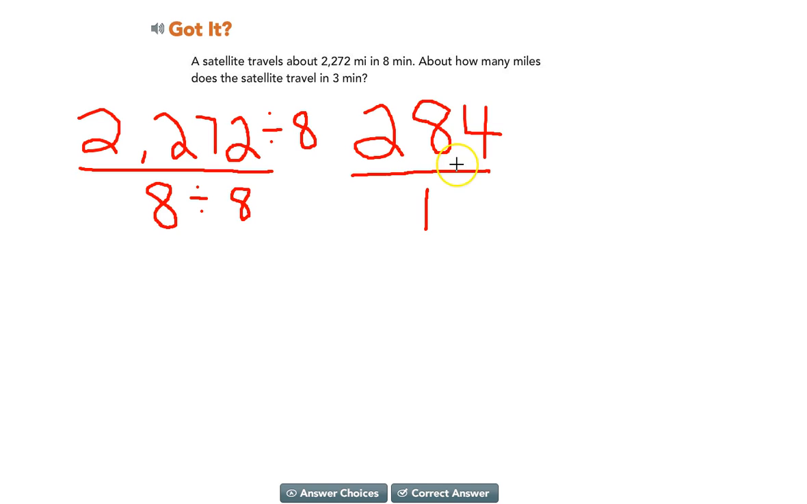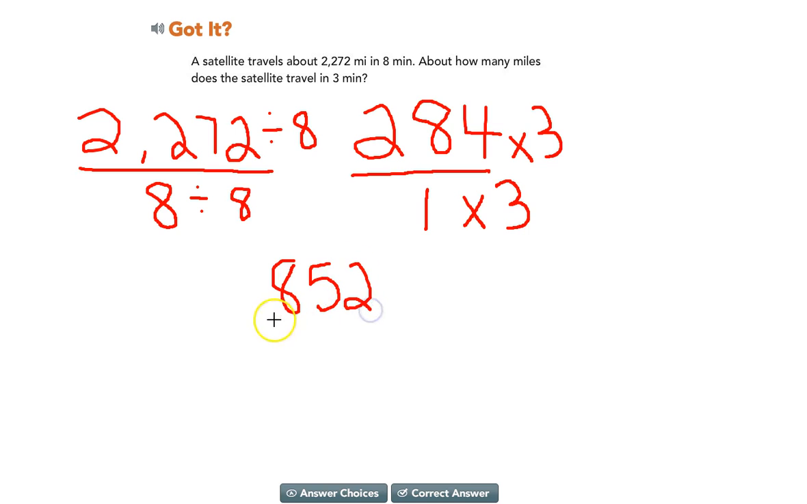So in order to find out how far the satellite travels in 3 minutes, I'm going to multiply my 1 times 3 and then my 284 also by 3. So in 3 minutes, the satellite can travel 852 miles in 3 minutes.